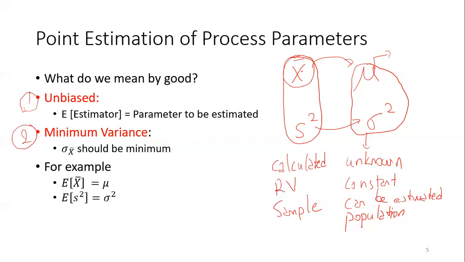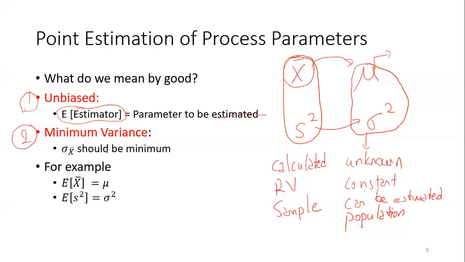Okay. So since x bar and s square are random variables, they should have an expected value. Remember, the expected value of x bar, we just calculated it. It has a variance and it has a distribution. So by good, we mean that the estimator should be unbiased. And what is the definition of unbiased? Being unbiased means the expected value of the estimator should be equal to the parameter to be estimated, okay?